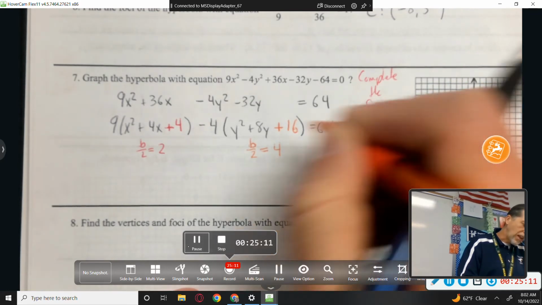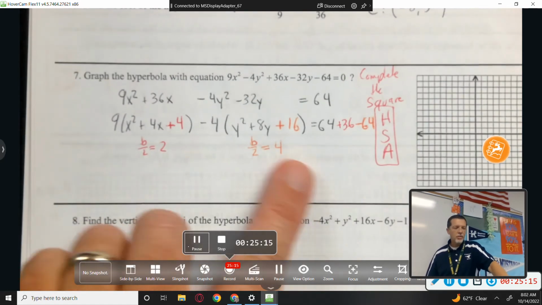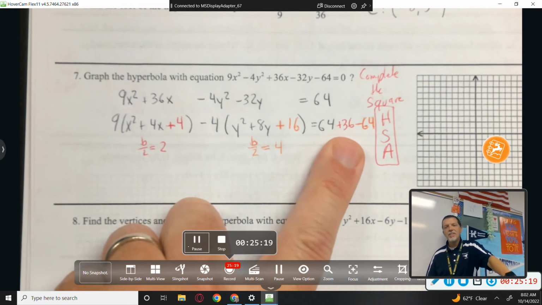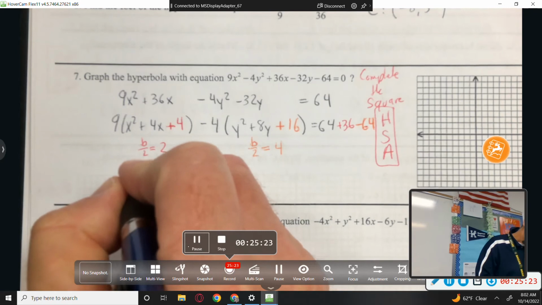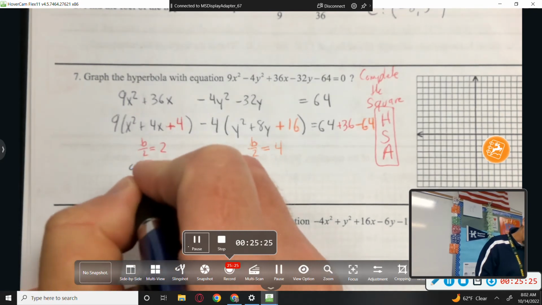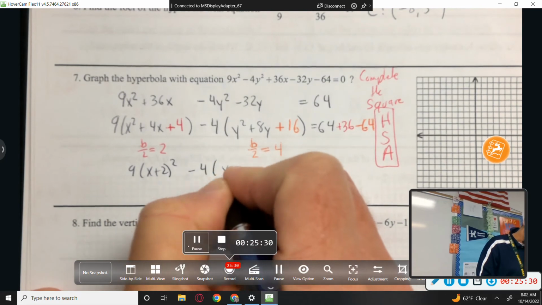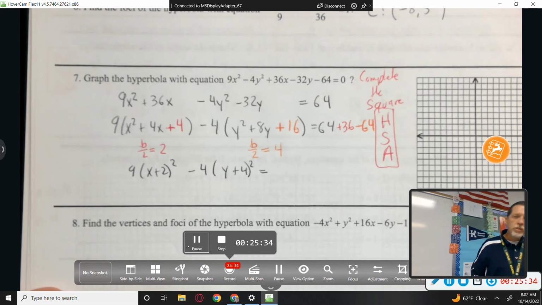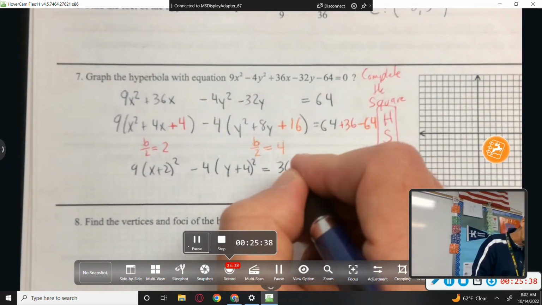So that subtraction thing is what makes it a hyperbola, and that's also what makes this completing the square just half a step more difficult than the previous ones. So 9 times (x plus 2) squared minus 4 times (y plus 4) squared equals another nice one where the 64s cancel out and we're left with 36.